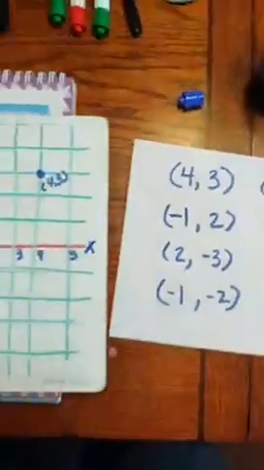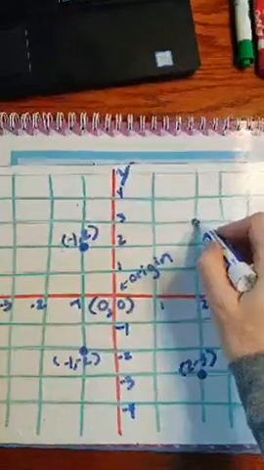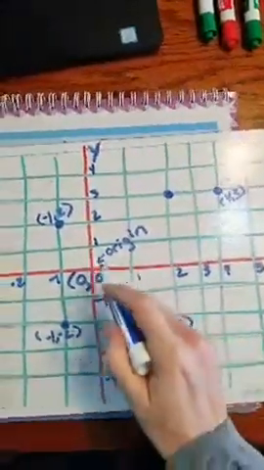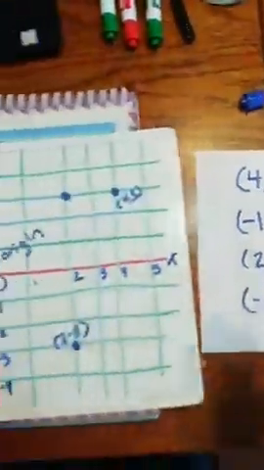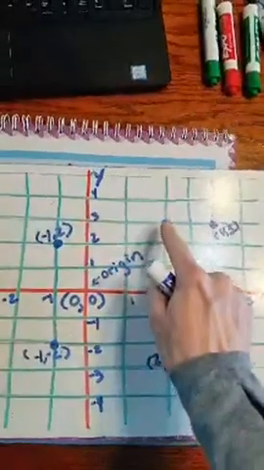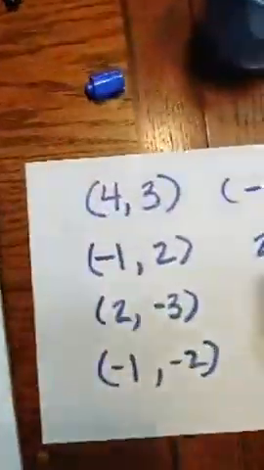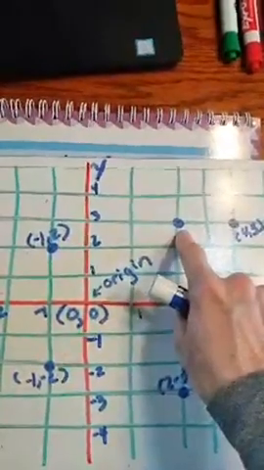Okay, let's try one more. Let's name this point. So go across first. I'm at 2, so I put that on there because that's my x-axis. And I go up. What's on my y-axis there? Yes, 3. So 2, 3 would be what this is called. All right?